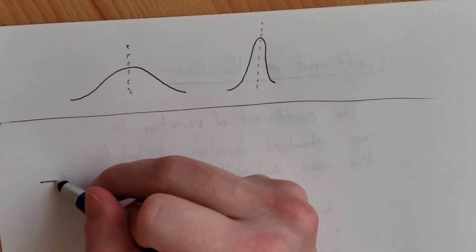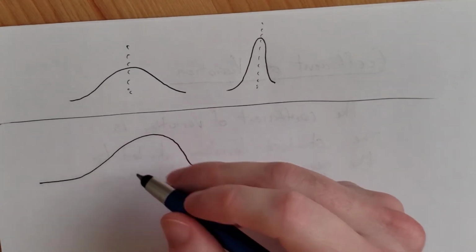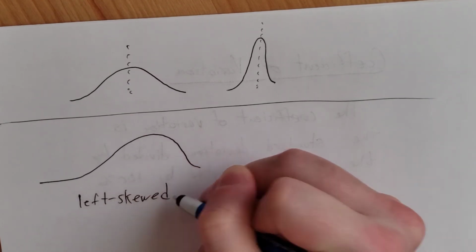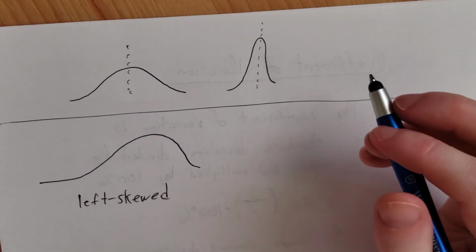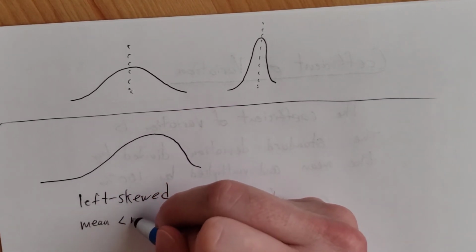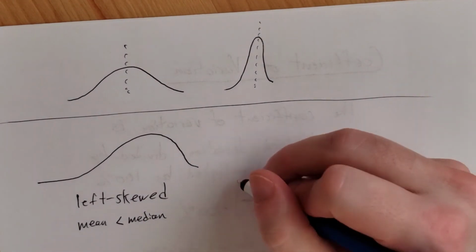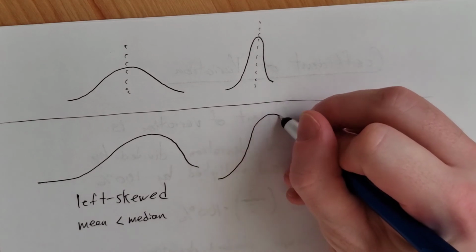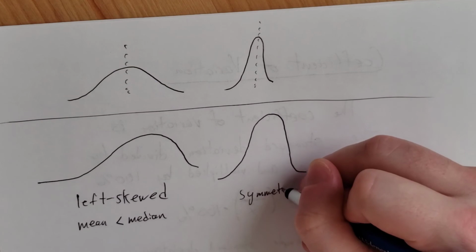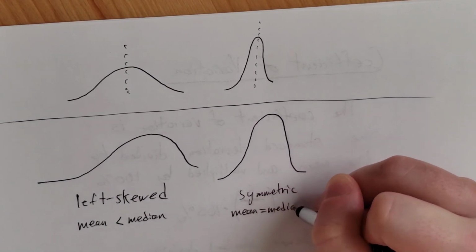So a set of data that looks like this is called left skewed. And here, the mean is less than the median in this kind of a data set. If we have something that looks like this, again, this is symmetric. And here the mean is equal to the median if it is perfectly symmetric.